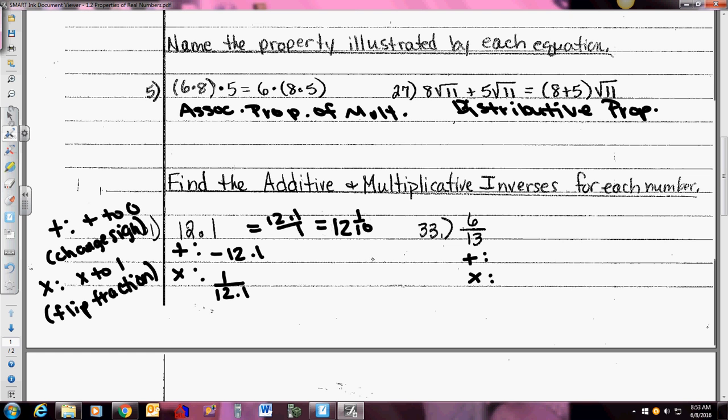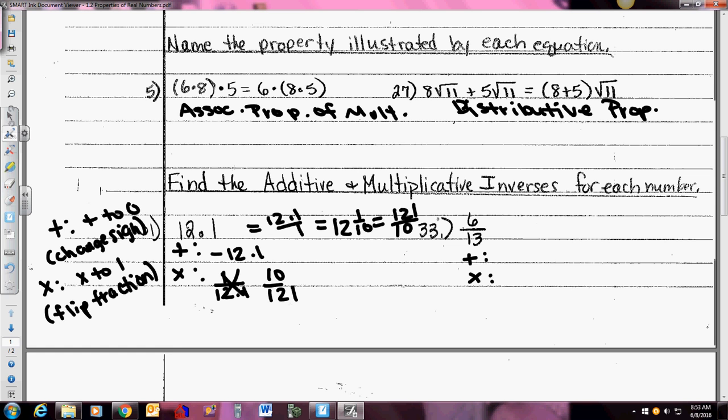Let's make that an improper fraction. You multiply, right? 12 times 10 plus the 1 ends up giving you 121 over 10. So let's just flip that fraction. That's probably easier than what we just did. Flip this fraction and you get 10 over 121. If we were to multiply these two numbers together, we get a 1, which is our goal.